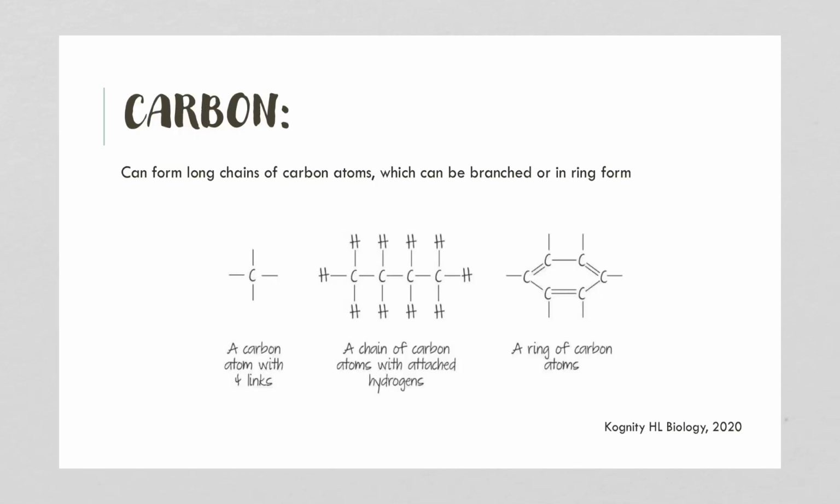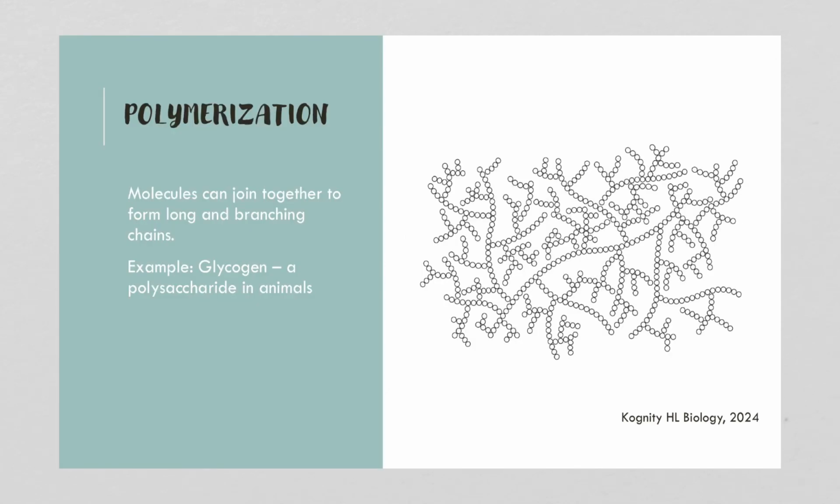And then finally, it can form long chains of carbon atoms, which can be branching, or it can also form rings as well. And all of these will be seen in the biological molecules that we will be looking at this unit. So you may be familiar with this term, but we'll review it again. Polymerization is when molecules join together to form long chains, sometimes branching. One example would be glycogen, which is the molecule to the right. It's a polysaccharide that's found in animals.